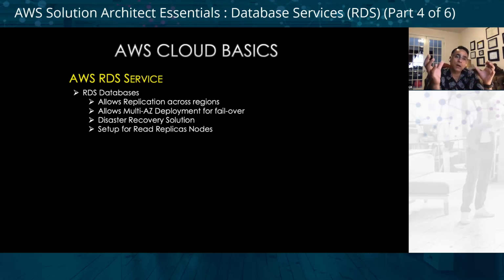So if you're using the RDS, it allows replication across the region. So in case one region fails, for whatever reason, a disaster happens, the data is already replicated to another region and it can be picked up from the other region, right? A huge disaster recovery solution, right? And that's baked into the AWS architecture. It allows multiple AZ deployment for failover.